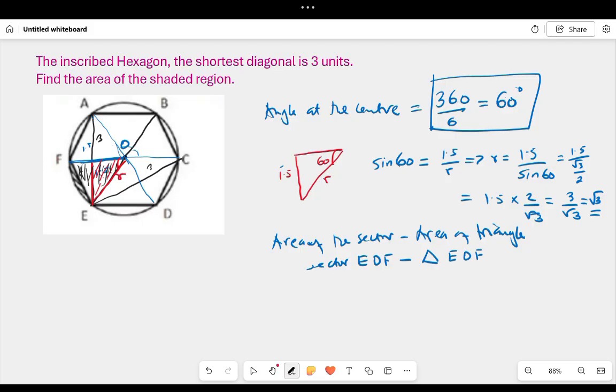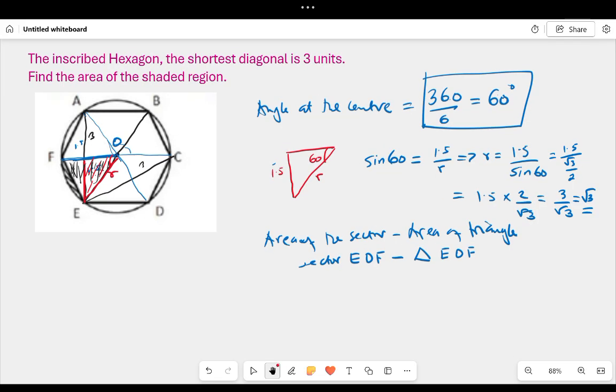Now, working out the area of the sector is quite easy. That sector makes an angle of 60 degrees, so it's going to be 60 divided by 360, you multiply by pi, then multiply by r squared, which is the square root of 3 squared. The answer you get, you minus the area of a triangle, which is calculated as a half times the radius, the square root of 3, times the square root of 3, times sine 60.